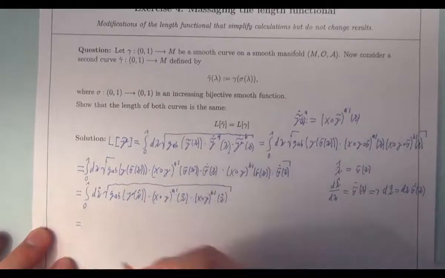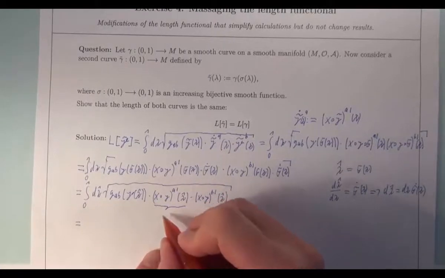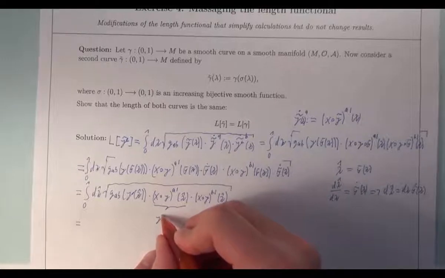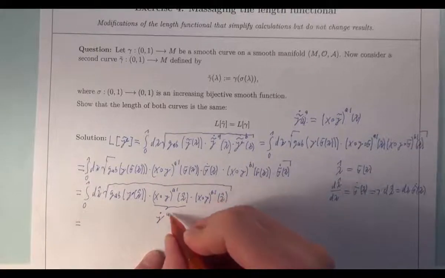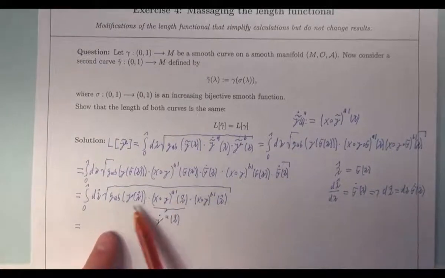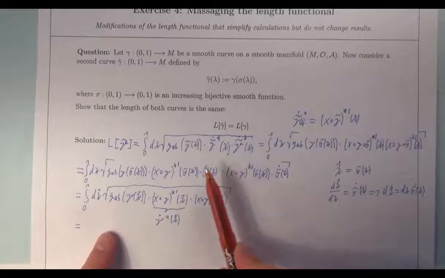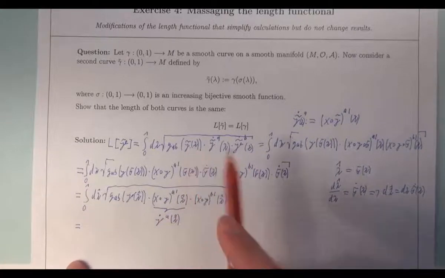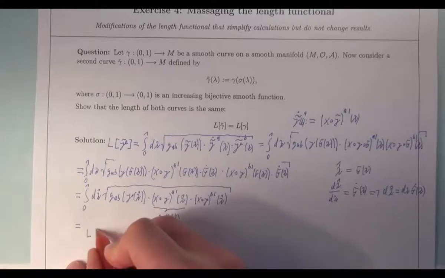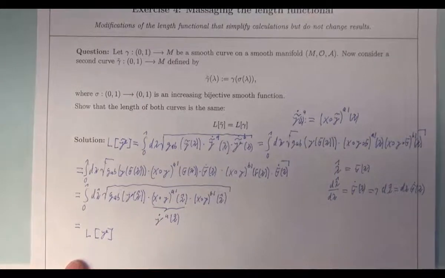So now, last step, we already know that these are just a longer notation of gamma, a-th component, derived at lambda hat. This is the same for b. Here, exactly the same is written as here, just with lambda hats instead of lambdas and with gammas instead of gamma tildes. Therefore, what is written here is L of gamma. Therefore, we have shown that the length is invariant under increasing bijective reparametrization.